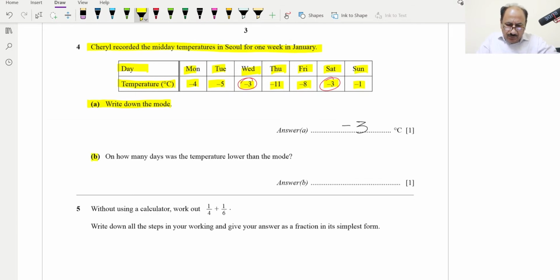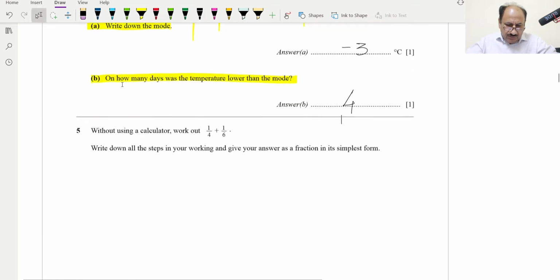Part B, on how many days was the temperature lower than the mode? Lower than the mode is 1, 2, 3 and 4. So 4 temperatures are lower than -3, so we can write 4 days as the answer.